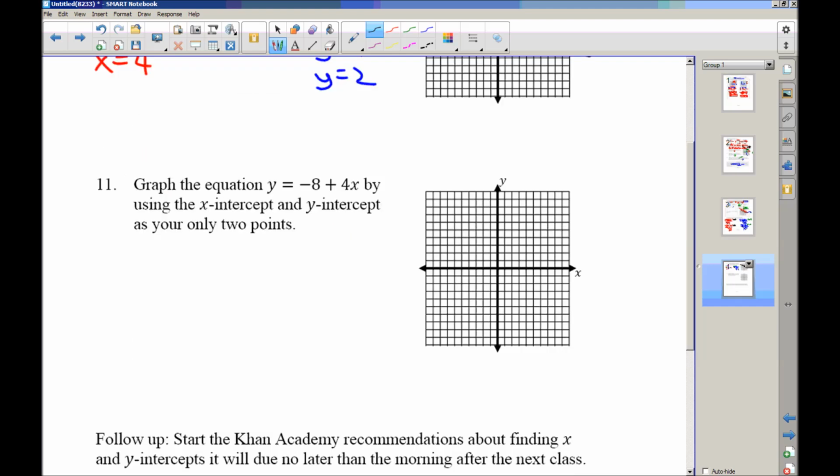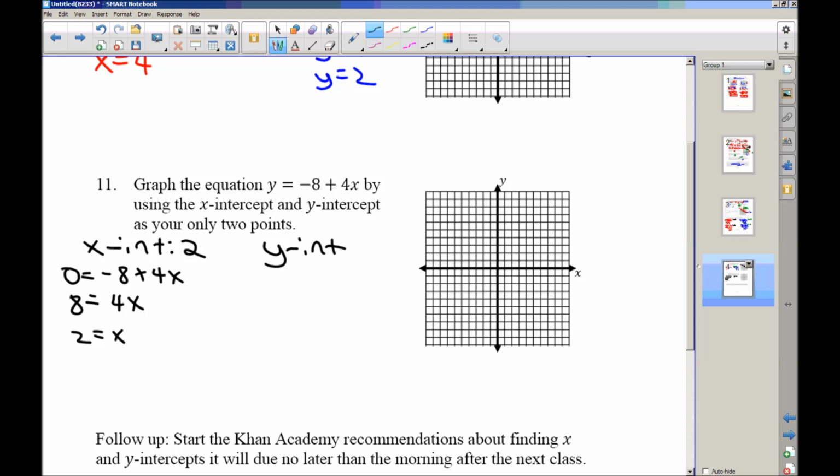Okay, our last one. We have to find the x-intercept. We have to find the y-intercept. Okay, to find the x-intercept, that's solve for x when y is 0. So 0 equals negative 8 plus 4x. We add 8 to both sides. We get 8 equals 4x. And then we divide both sides by 4 to get x is 2. So this is a place where we have to solve a two-step equation. Okay, so we'll put 2 on the x-axis because the x-intercept is on the x-axis.